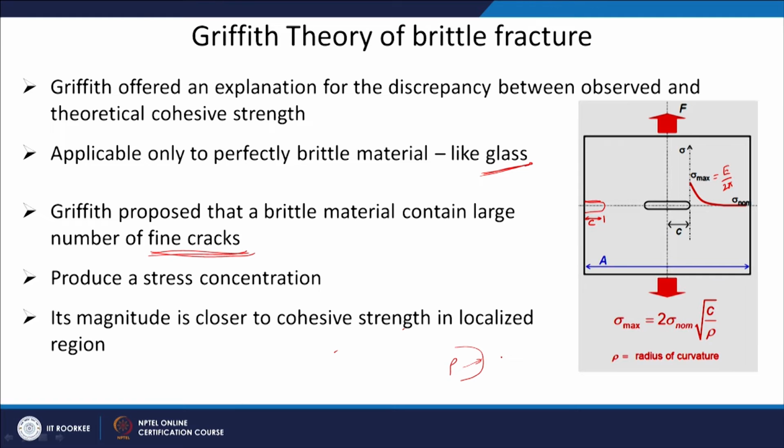For a sharp crack, the radius of curvature will be small, because it is coming in the denominator. So, let us call this rho 1, this rho 2. So, rho 1 is greater than rho 2.